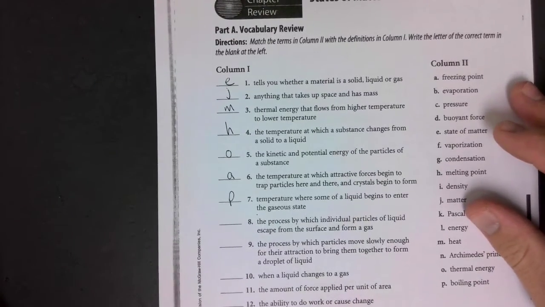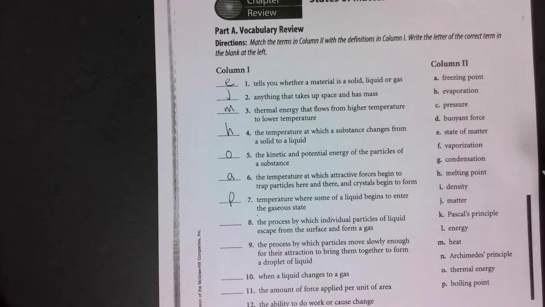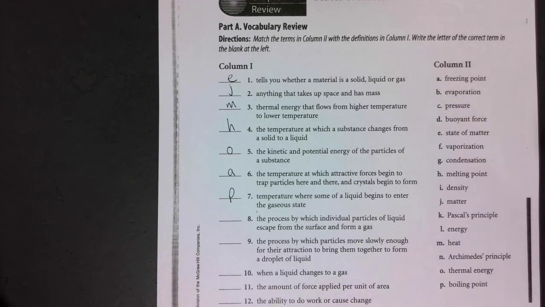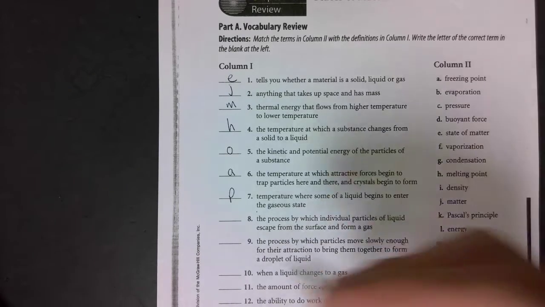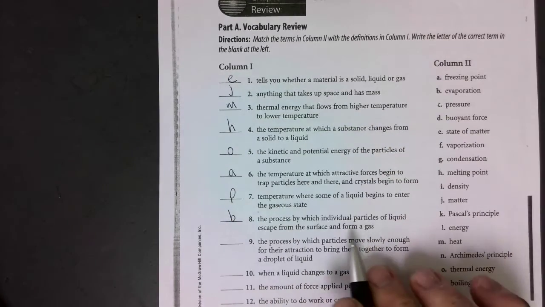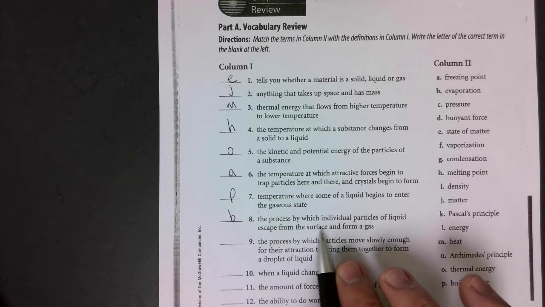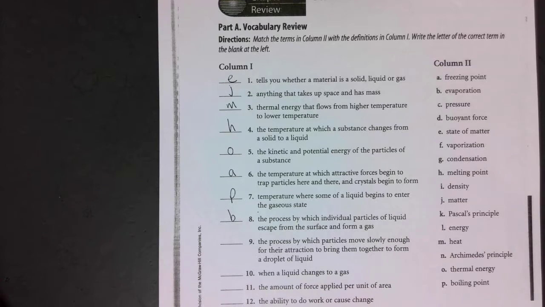8, the process by which individual particles of a liquid escape from the surface and form a gas. Now, it's similar to the boiling point, but this is a different way in which you go from a liquid to a gas. This is going to be B, evaporation, because it's happening on the surface. Notice the boiling can be inside of the liquid. The evaporation that's happening is on the surface.